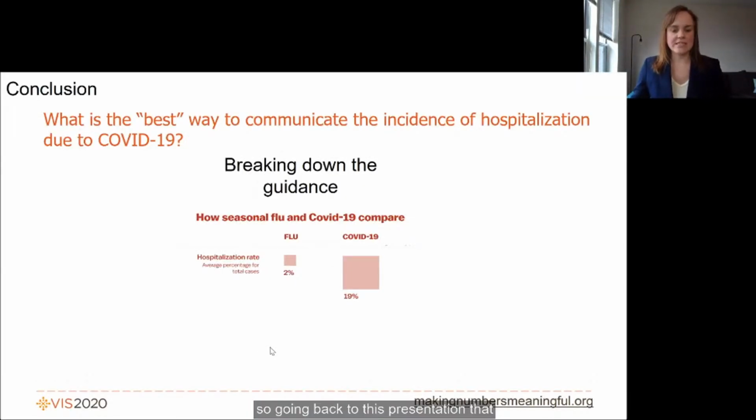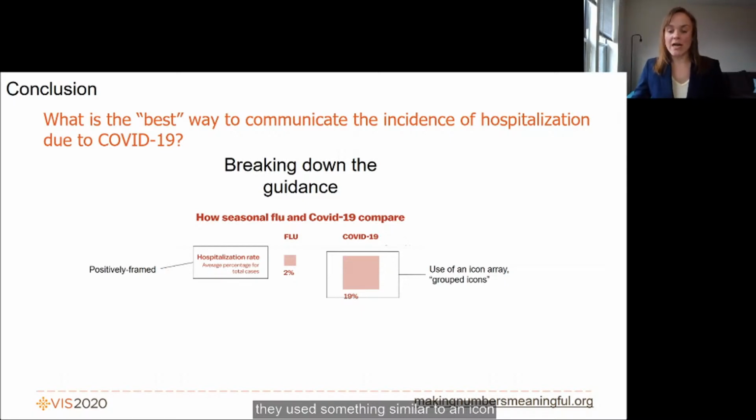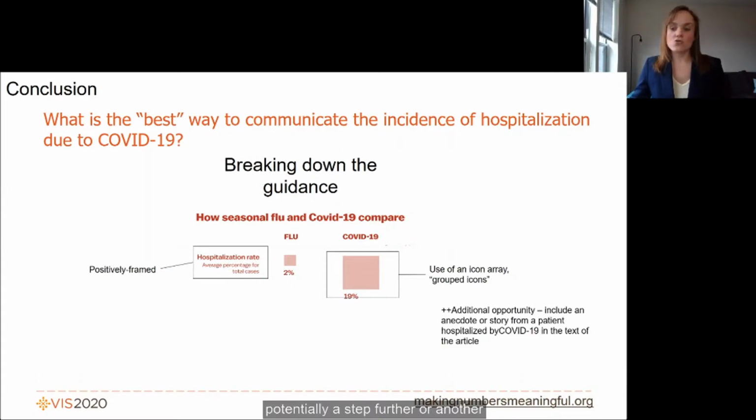So going back to this presentation that we saw earlier, we can use some of the guidance that we got to evaluate what we're using to communicate numbers. And we can see that this particular group did a good job related to the guidance we saw. So they positively framed the information, talking about the rate of people that were hospitalized as opposed to those who weren't hospitalized. They used something similar to an icon array or some visualization to demonstrate this information. Potentially a step further, or another opportunity from the guidance that we saw, would be to include an anecdote or a short story about a patient who possibly was hospitalized due to COVID-19 to help even persuade people beyond the numbers to practice some of the behaviors that we may want them to take.